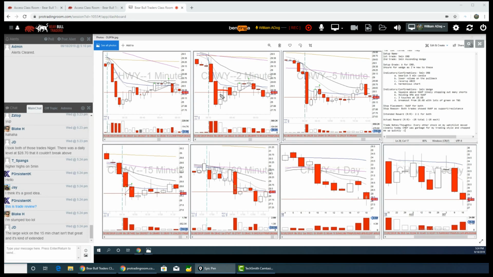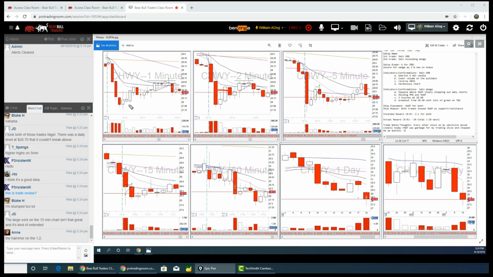Anyone? The hammer on the 1 and the 2. I'm not sure which candle you're seeing as a hammer on the 1 and the 2. I don't see any hammers. Okay. So Nigel, what does that tell you about this trade?